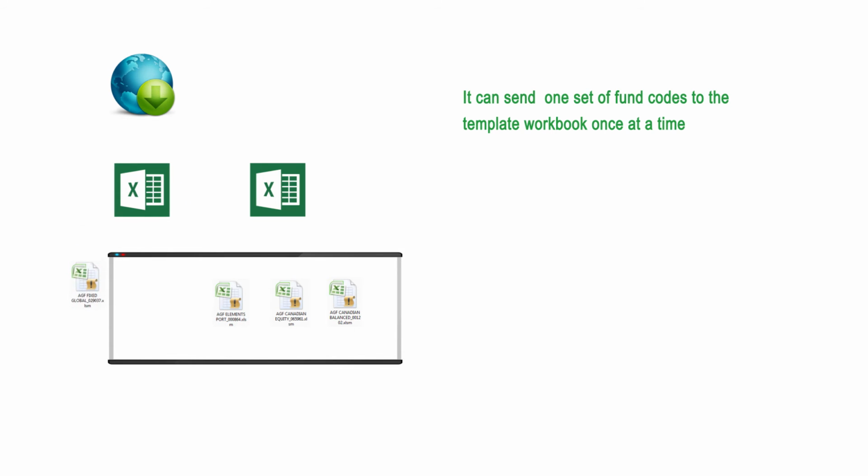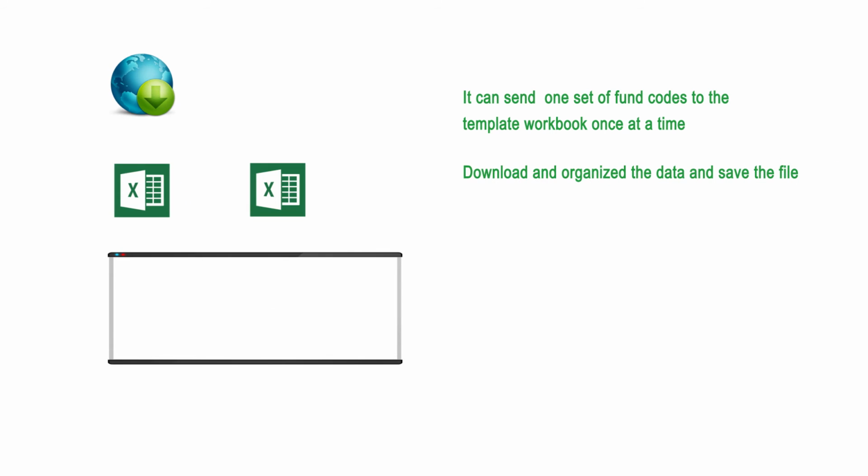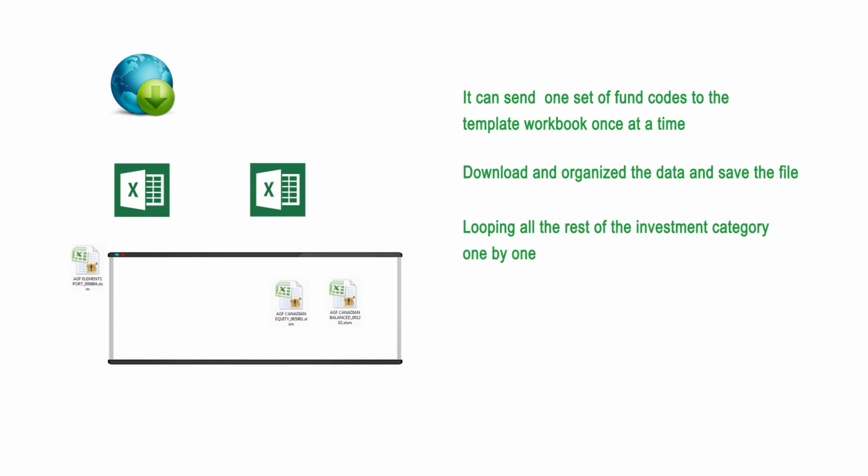Then we need another workbook with the following functions. First, it can send one company's fund codes for one certain investment category to the template workbook at a time, then run the template's program to download and organize the data and save the file, then loop through the rest of the investment categories one by one. The other function of this workbook is to collect all the downloaded data into one sheet.